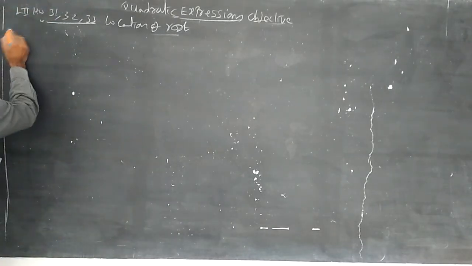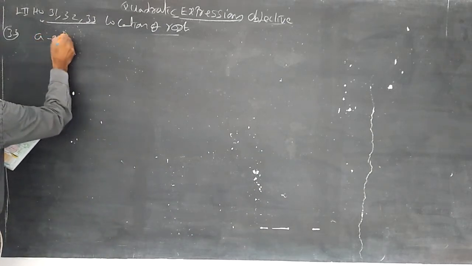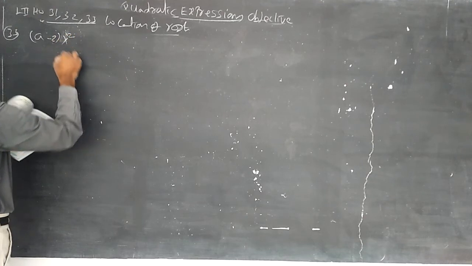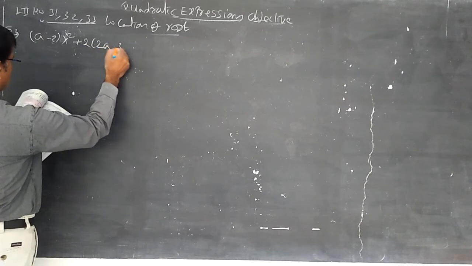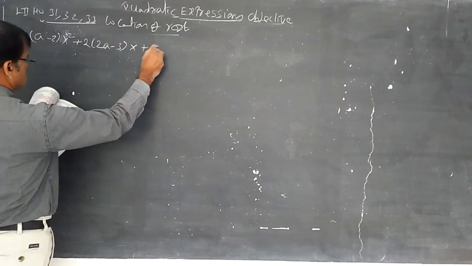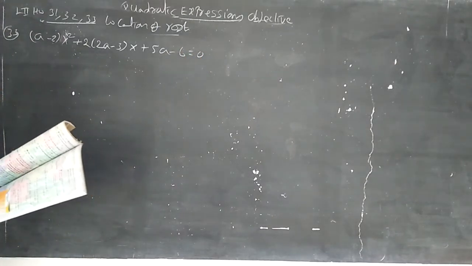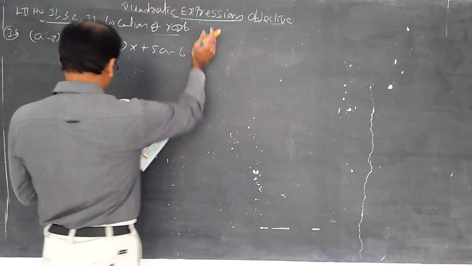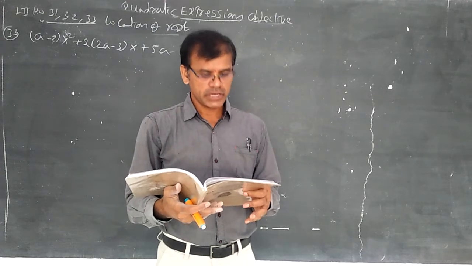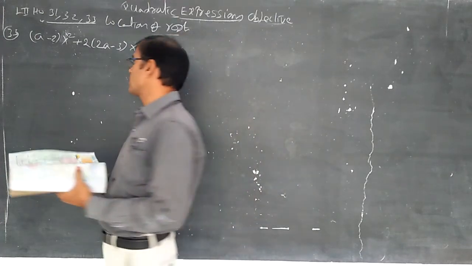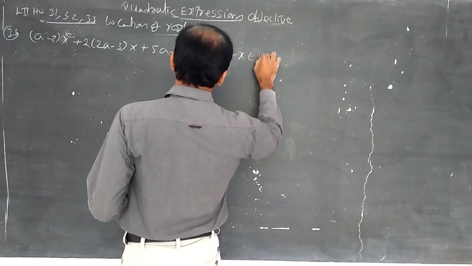The expression a minus 2 into x square plus 2 into 2a minus 3 into x plus 5a minus 6 equal to 0, 0 is not given. The expression a minus 2 into x square plus 2 into 2a minus 3 into x plus 5a minus 6 is positive for all real x. Is positive for all x belongs to R.